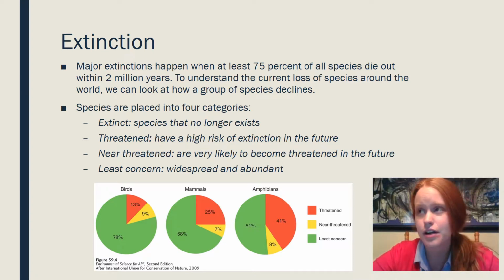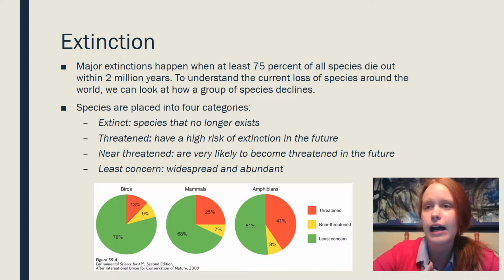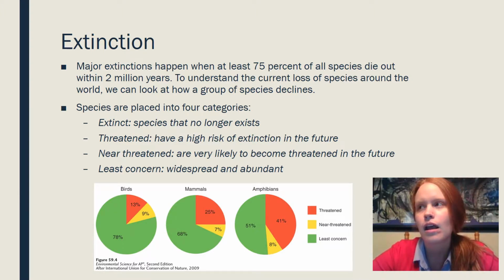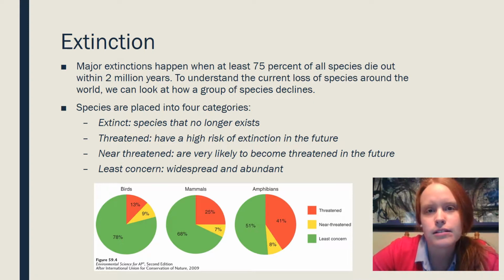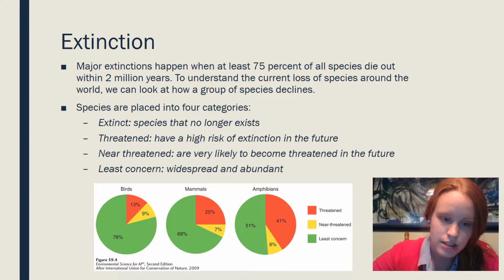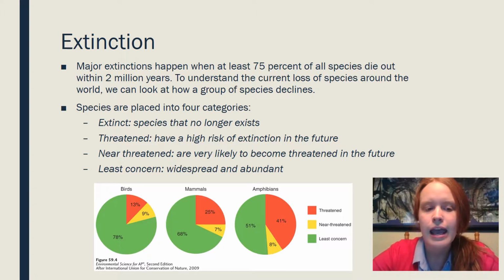So extinct, they're gone, they're dead, right? That's an extreme. Threatened, they're at a high risk of becoming extinct. Near threatened, they'll probably become threatened pretty soon. Okay, and then least concern, we're not worried about them. Like, they're doing fine. So you can see there are 3 pie charts down here at the bottom of the slide, and you can see that the green is the least concern, yellow is near threatened, and this pink red color is threatened.